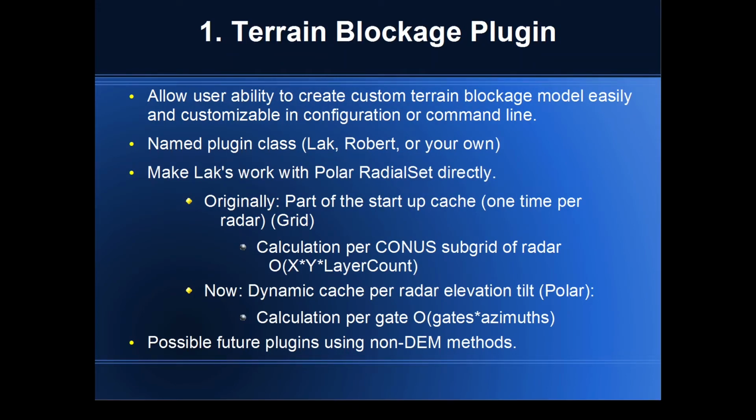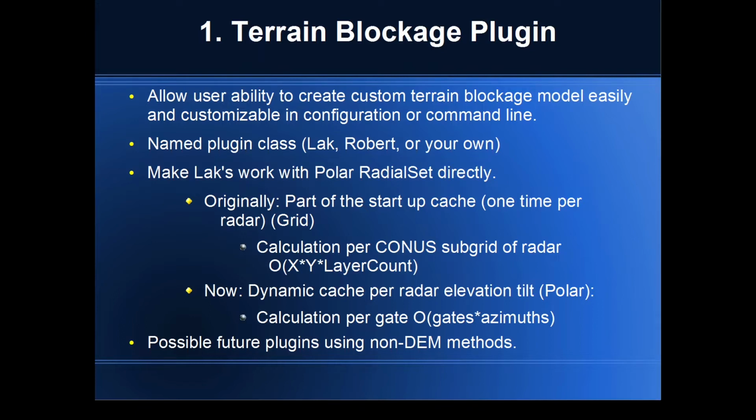The first thing we want to talk about is the learning process involved with terrain blockage and the terrain blockage plugin. Most of the design from the first video has stayed the same. However, the biggest change from W2merger has been shifting to a polar terrain algorithm versus using the CONUS Cartesian grid. This helps with speed using the cacherless method.